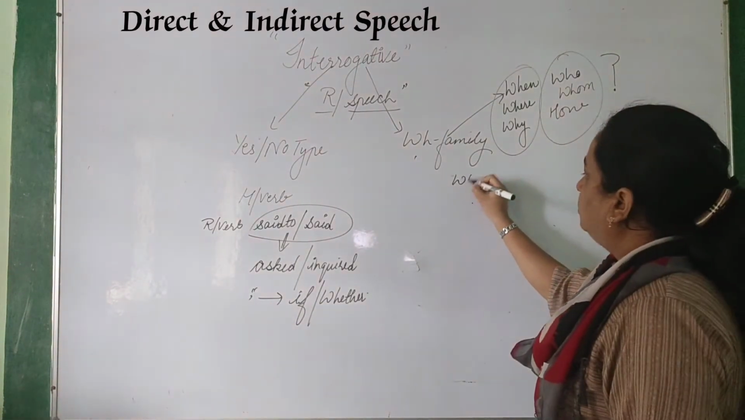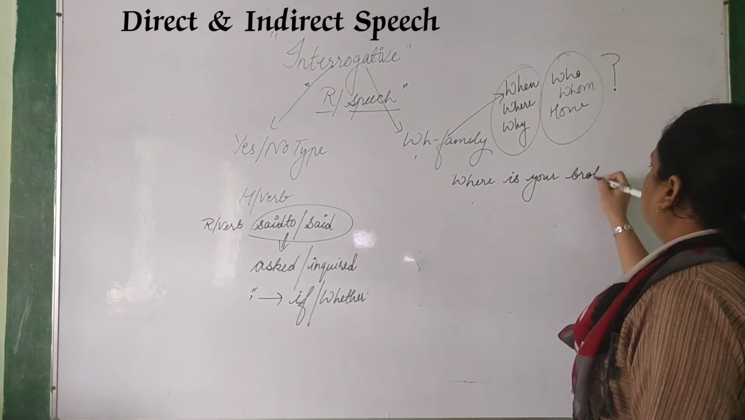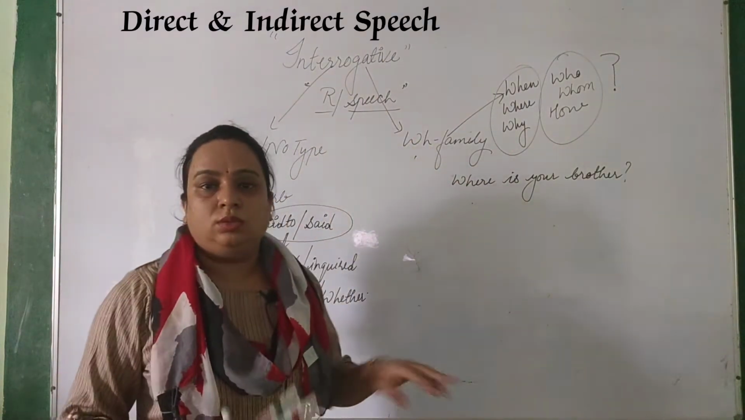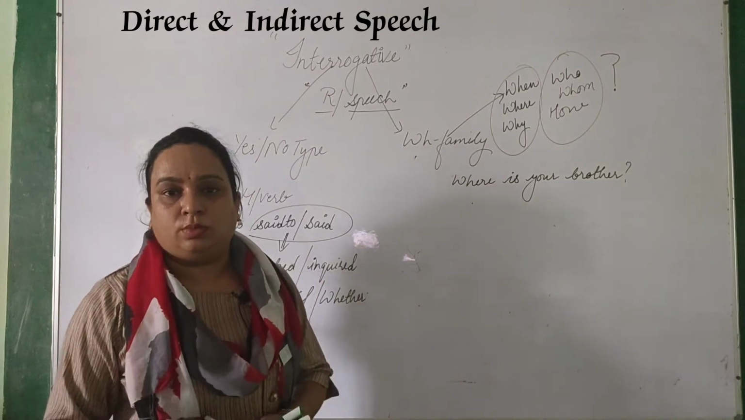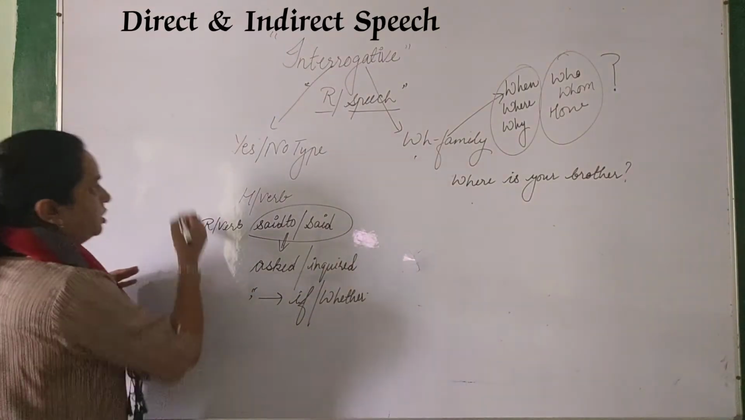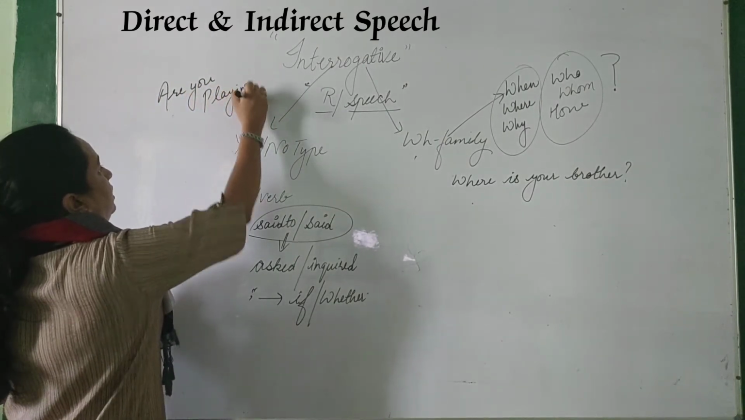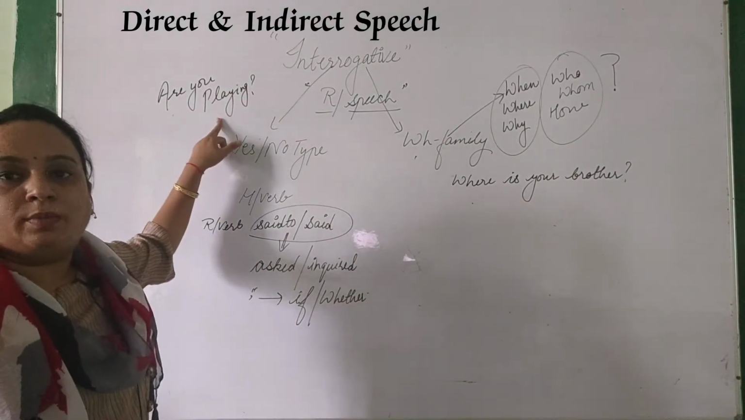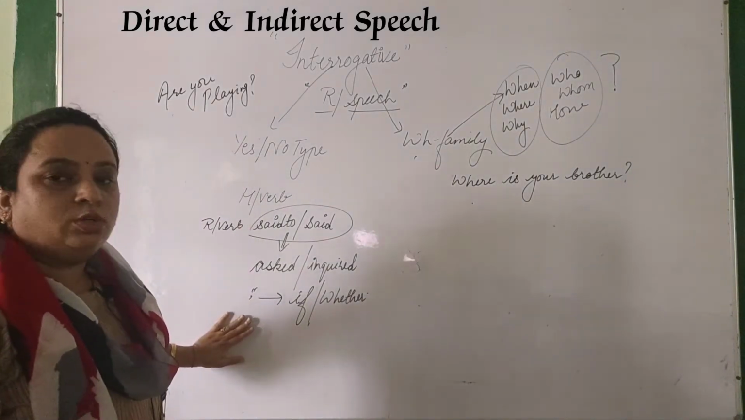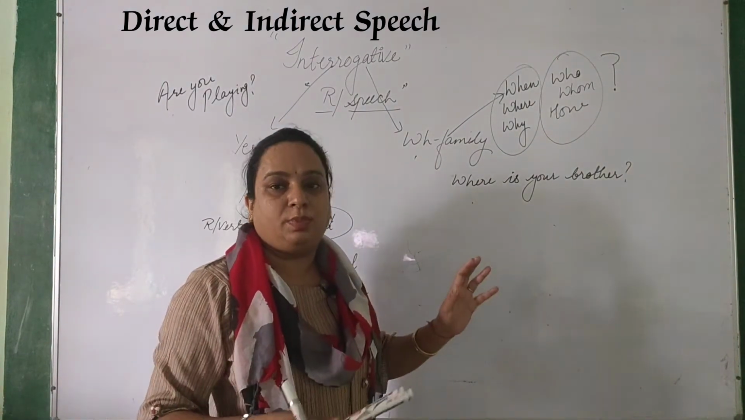I am writing a sentence here. Where is your brother? Can you answer this question in yes or no? No. You will say my brother is at home, so you have to give a complete sentence. But if I write, are you playing? Here you can answer in yes no form. Yes, I am playing, or no, I am not playing. That's why this is called a yes no type of question, and that is the pattern to change it. Today we will learn how to change WH type questions in interrogative reported speech.